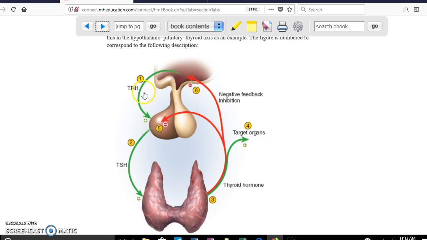Hypothalamus releases, for example, TRH. As a consequence of that, the pituitary gland releases TSH. As a consequence of that, what's going to happen? The thyroid gland is going to release thyroid hormones. When there are enough thyroid hormones, this increase in thyroid hormones is going to provide a negative feedback to the pituitary gland as well as the hypothalamus, so they don't produce TRH and TSH anymore. This is actually called negative feedback.